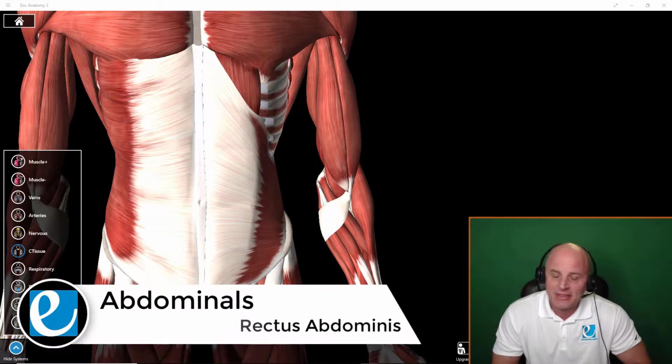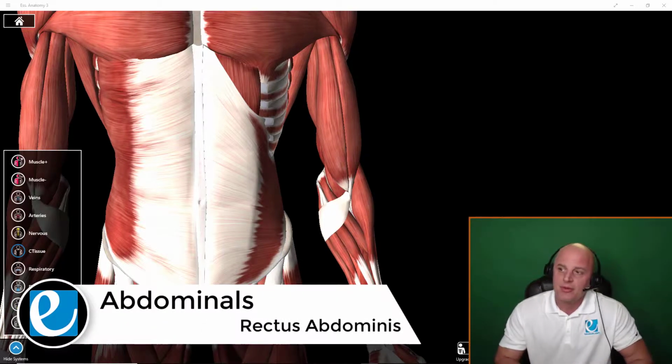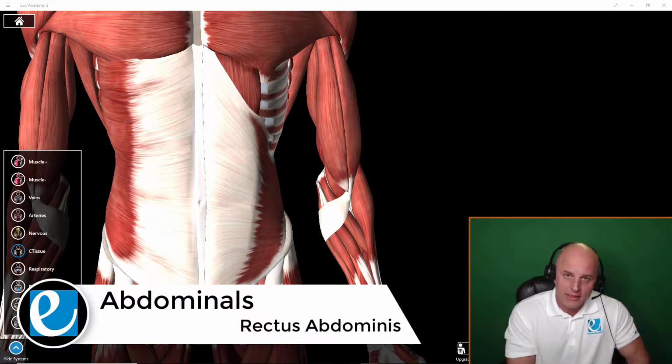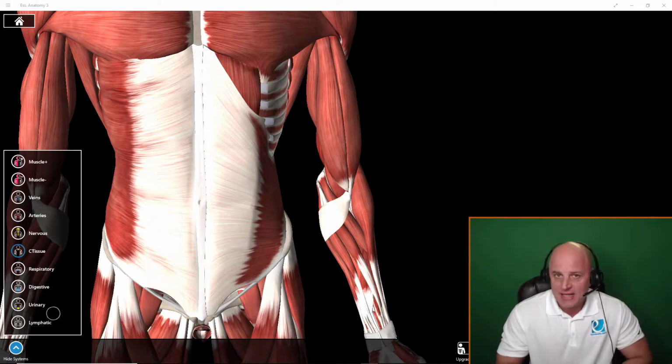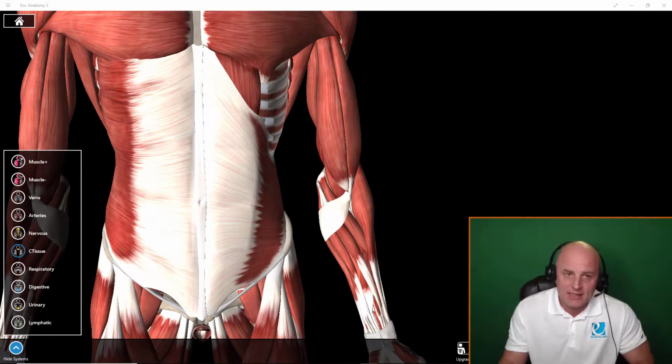Alright, now we're going to look at one of the abdominals. There are 4 abdominals. There is the rectus abdominis, the external oblique, the internal obliques, and the transverse abdominis. For our slide today, we're going to focus on the rectus abdominis.